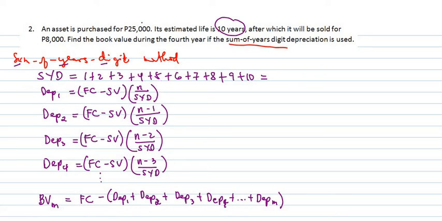An asset is purchased for 25,000. So this is our first cost. Its estimated life is 10 years. So this is our n, after which it will be sold for 8,000. So this is our salvage value. Find the book value during the 4th year if the sum of years digit depreciation is used. Okay, so for this case, of course, we solve first our SYD. So 1 plus 2 plus 3 plus 4, and so on until 10. If we add these numbers, that is equivalent to 55.